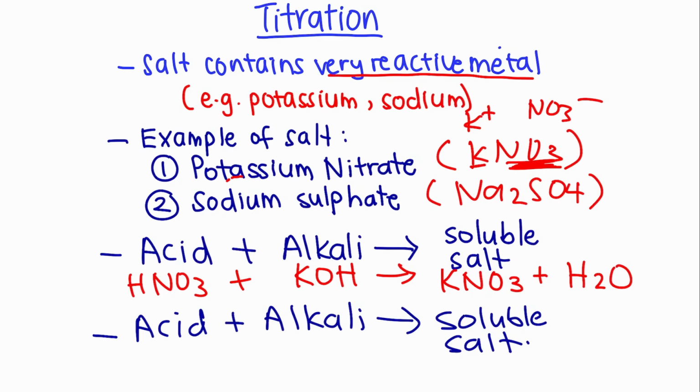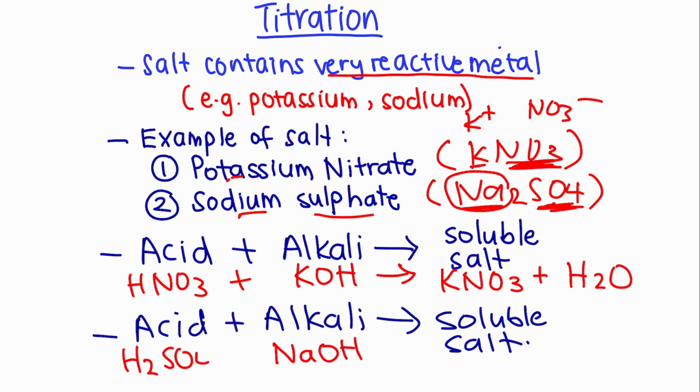So let's look at the second example. Let's prepare sodium sulfate. Sodium is Na+, sulfate is SO4 2-. So for the sodium, we will get it from the alkali, so it will be sodium hydroxide. And the SO4, we will get it from the acid, so it will be H2SO4, which is sulfuric acid.